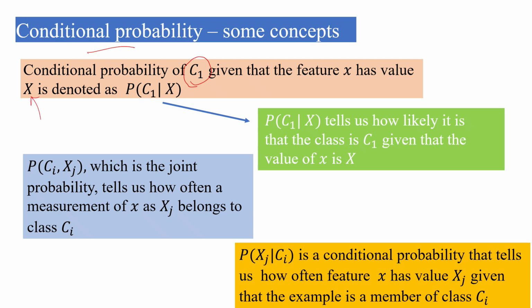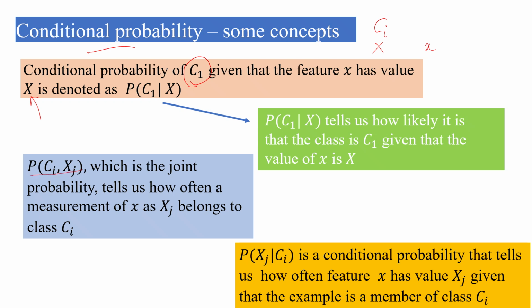P(C1|x). So the Ci's are the classes and x is a value which the feature x, small x, may take. So this P(C1|x) tells us how likely it is that the class is C1 given that the value of x is capital X.